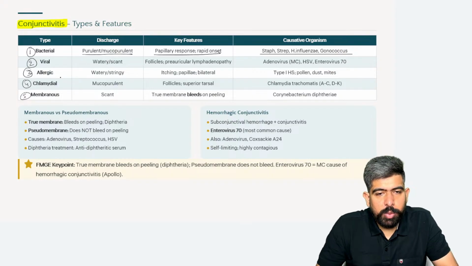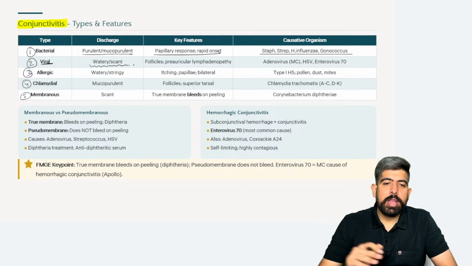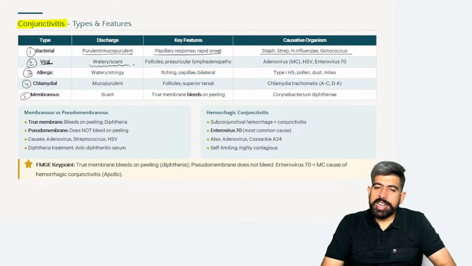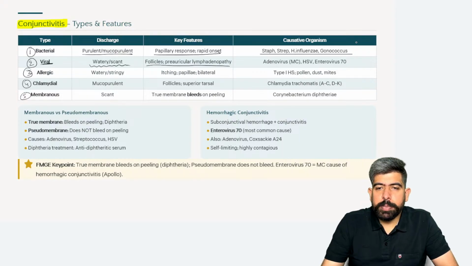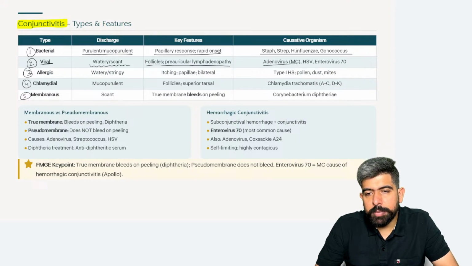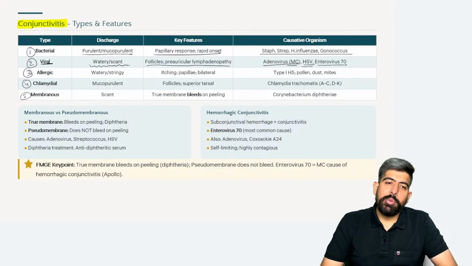Now, talking about the second one, which is the viral one. In the viral type, the patient has watery and scanty discharge. Please remember, watery and scanty discharge. The key features here are follicles and pre-auricular lymphadenopathy. The patient has what? Pre-auricular lymphadenopathy. Yes, adenovirus is the most common cause in the viral type, and herpes simplex virus or enterovirus 70 are also causes of viral conjunctivitis.